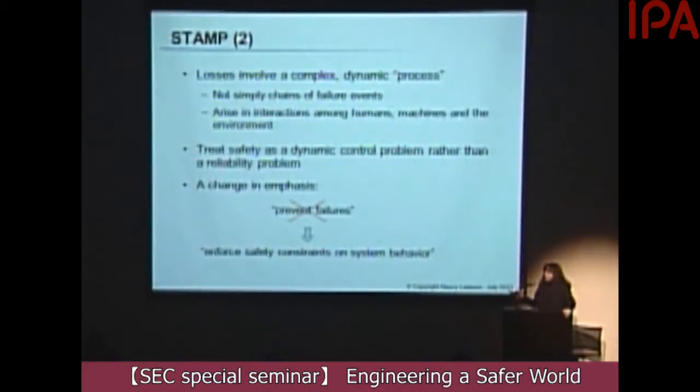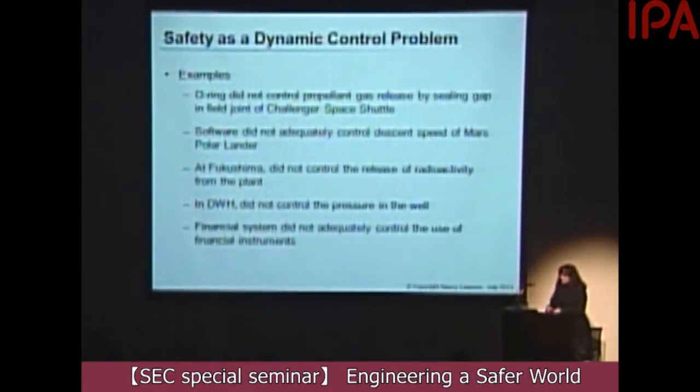And it's not all failures. It includes it, but is not equivalent to it. So here are some examples. In the Space Shuttle Challenger, the O-ring did fail. But the problem wasn't just that the O-ring failed. The O-ring didn't control the propellant gas release by sealing a gap in the field joint of the spacecraft. The goal was to control the gas release, and it didn't provide adequate control.